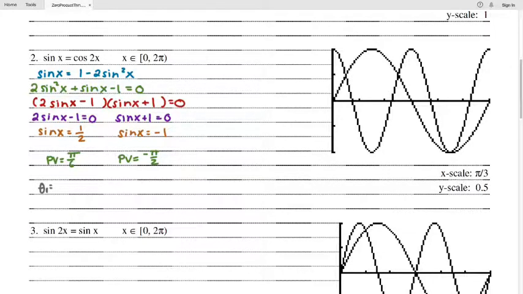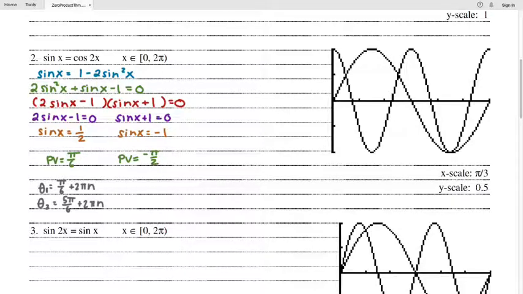Okay, so first with that principal value of pi over 6, remember that the first sine equation is the principal value plus 2 pi n. The second is going to be pi minus the principal value plus 2 pi n. So pi minus pi over 6 is going to give us 5 pi over 6 plus 2 pi n.